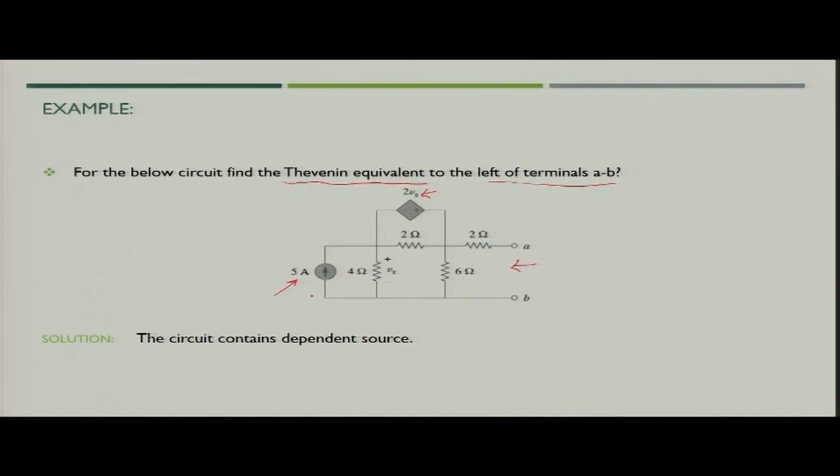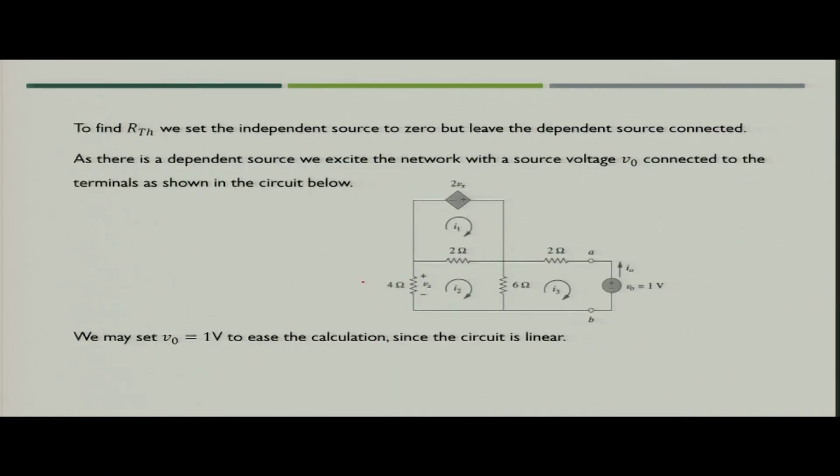In that case what we can do? We can remove all the independent sources. So, in this case this is the independent source, and since this is a current source, you can make it open circuited. So, the resultant circuit would be like this, and what we need to do is that we need to add one voltage source V naught, that is equal to 1 volt, which would be connected across the terminals A and B, and then solve the circuit.